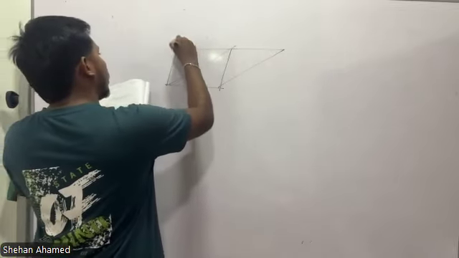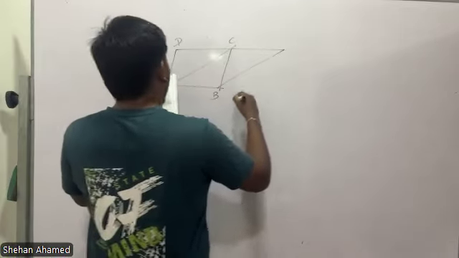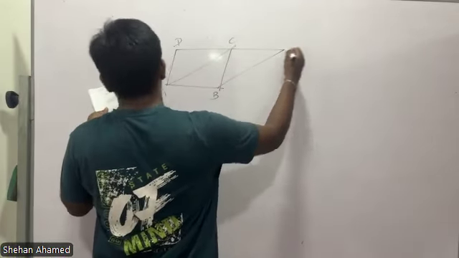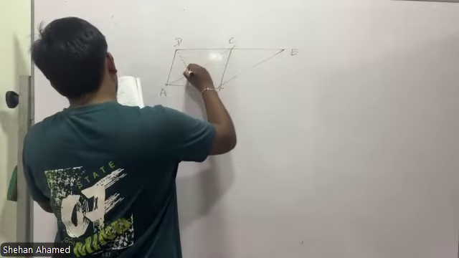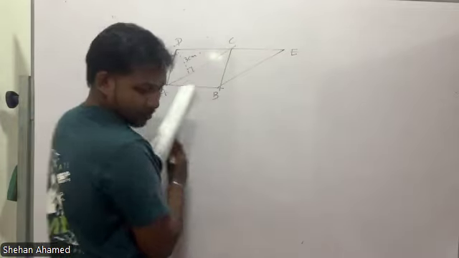This is B, this is C, this is B, this is A, this is E. Right. And there's a dotted line drawn here. This is 3 centimeters. Right.